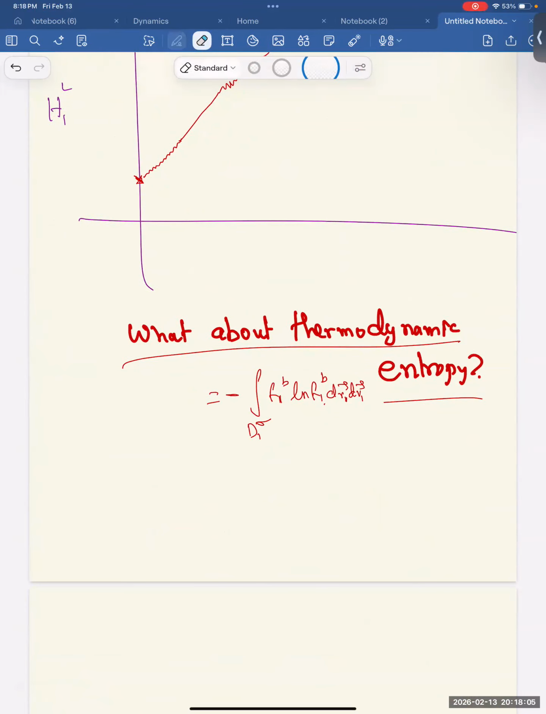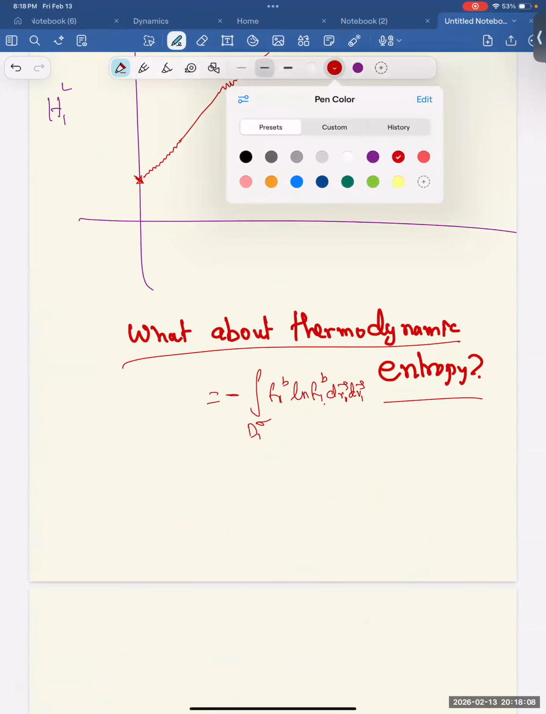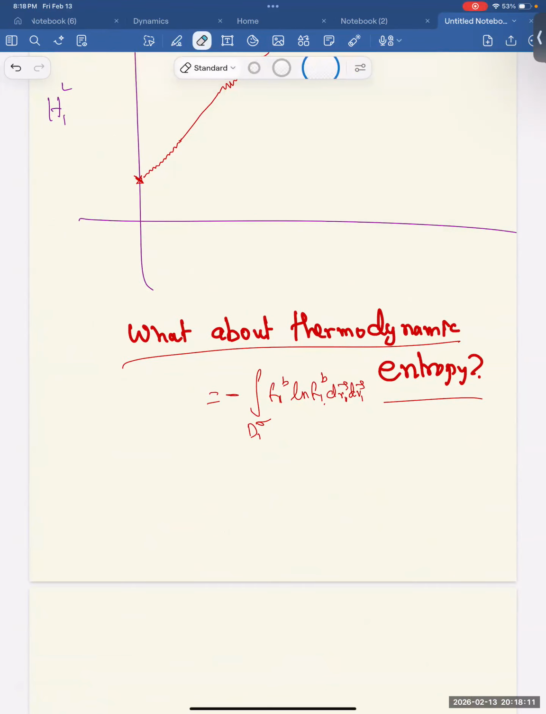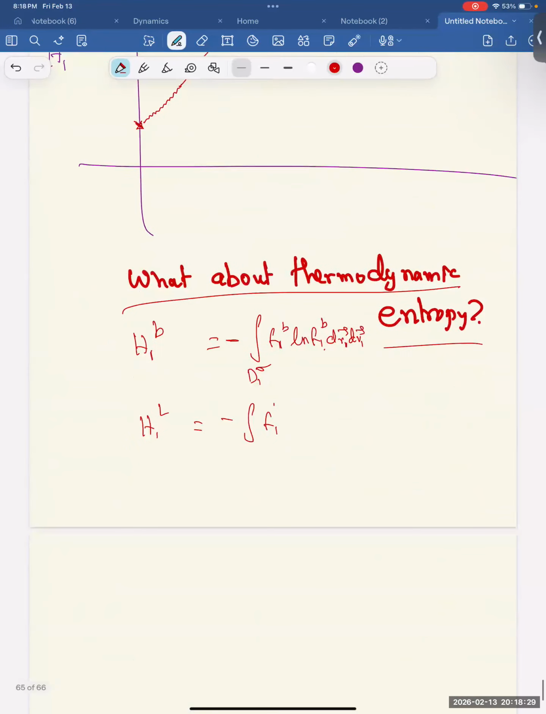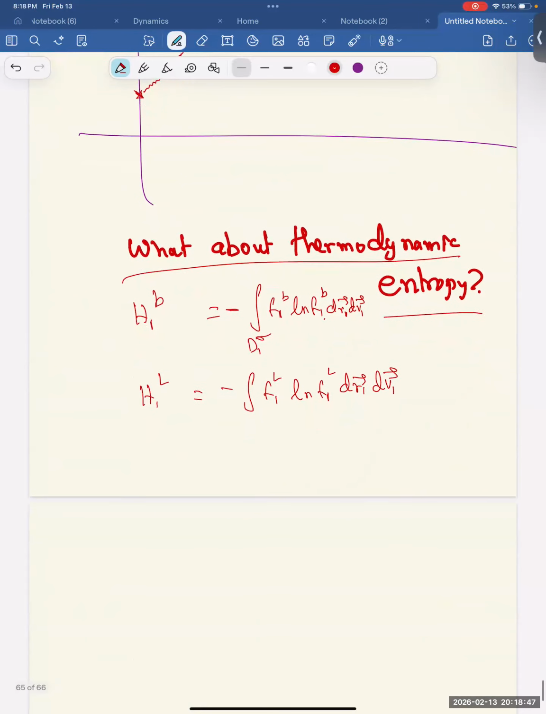Let's be more precise. I'm known to be a little sloppy with nomenclature. Sometimes it's by design, sometimes it's just me. So this is H1B, and then there is H1L, which is minus integral F1L dr1 dv1. And we know that, by Zahar-Hani's group, these two things converge.